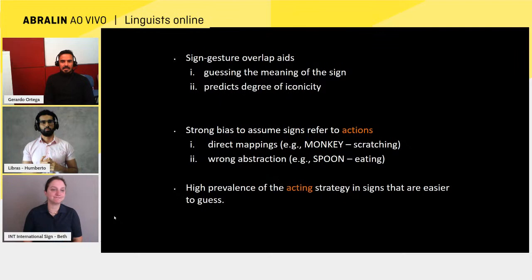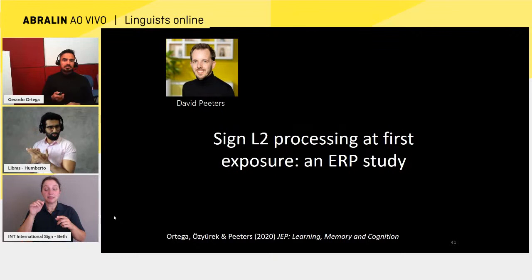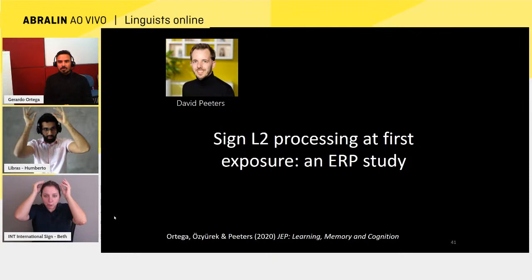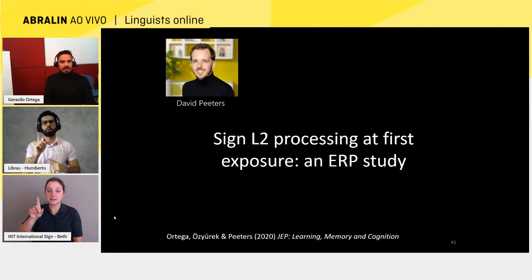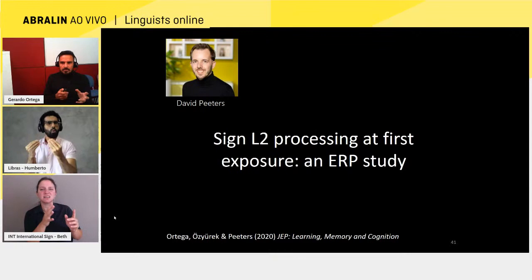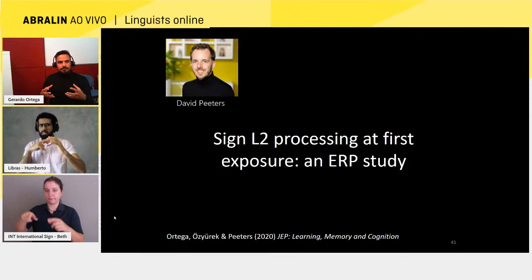Okay. But of course, after these studies, we decided to also carry out electroencephalography, EEG, to triangulate our behavioral findings. This was work in collaboration with, again, Asli Ozyurek and with David Peeters. We used event-related potentials to figure out whether there was a specific brain signal that could reflect that non-signers recognize signs that look similar to gestures. So in a nutshell, what we predicted is that the brain would create very specific signals when recognizing that some signs had overlap with gestures.